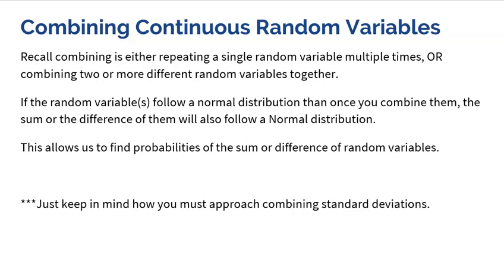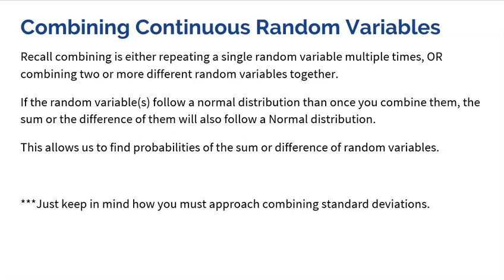Okay, so recall combining is either repeating a single random variable multiple times or combining two or more different random variables together. If the random variable or random variables follow a normal distribution, then once you combine them, the sum or the difference of them will still follow a normal distribution. This allows us to find probabilities of the sum or difference of random variables.